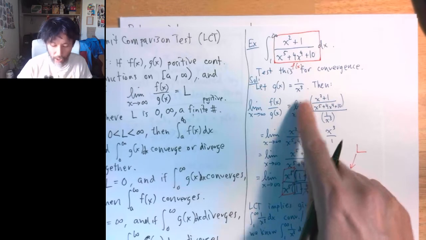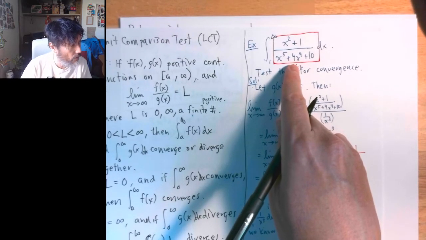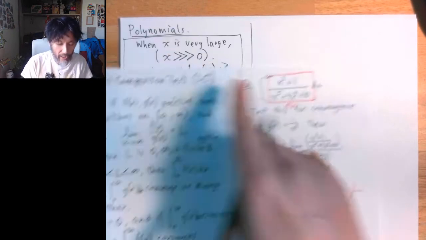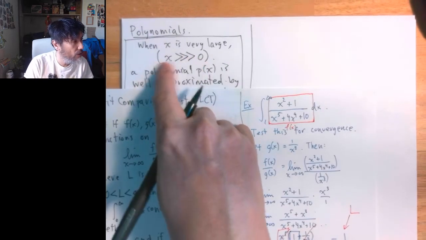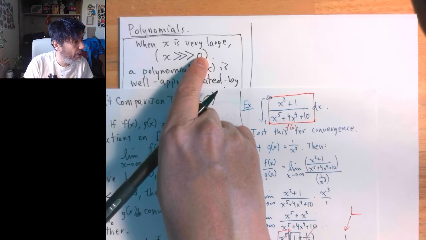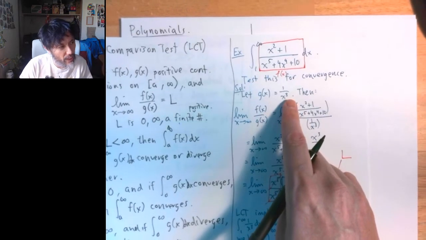What you do is you look at your integrand and you ask yourself, what is a good approximation to that integrand when x is very, very large? If you're able to come up with a good answer to that, that approximation is a good choice for g of x.